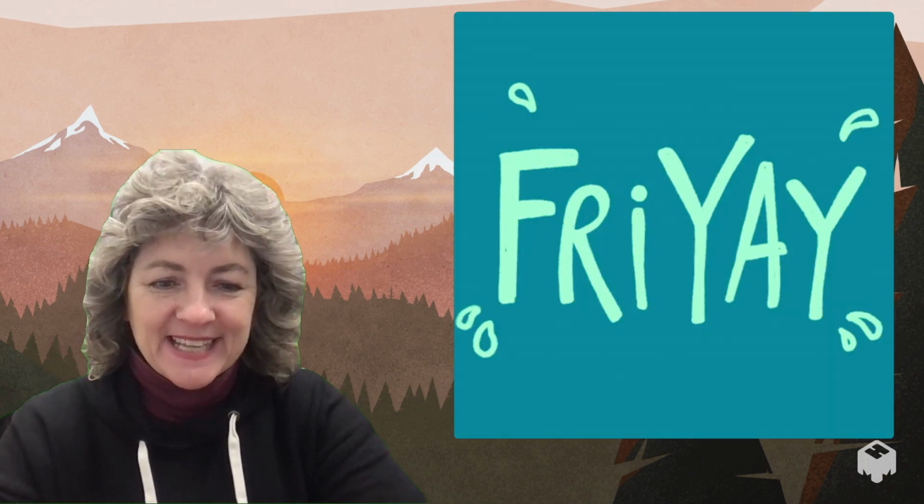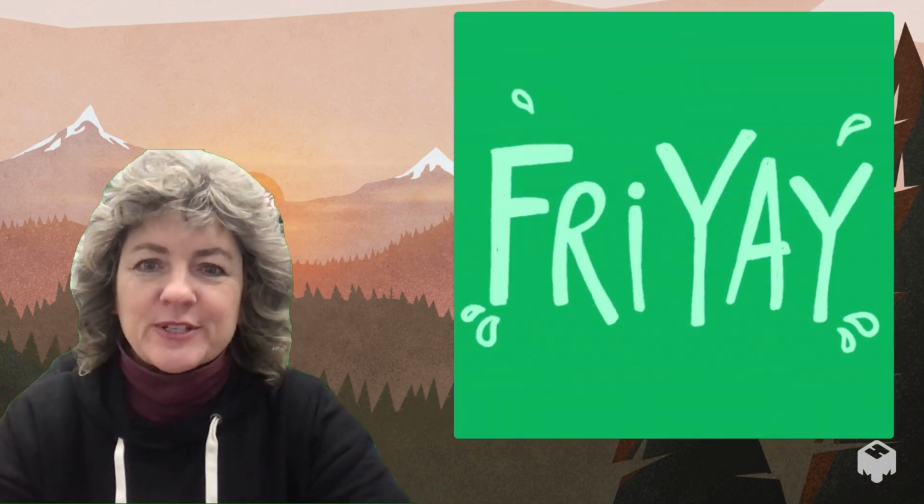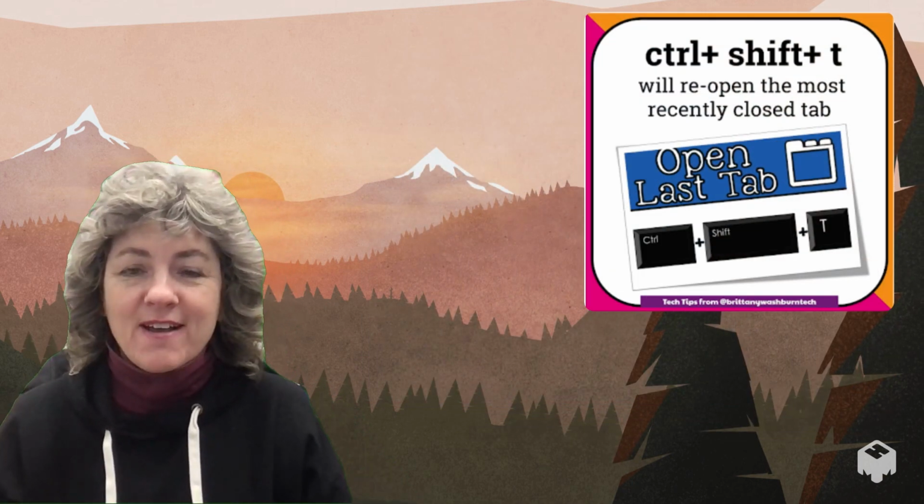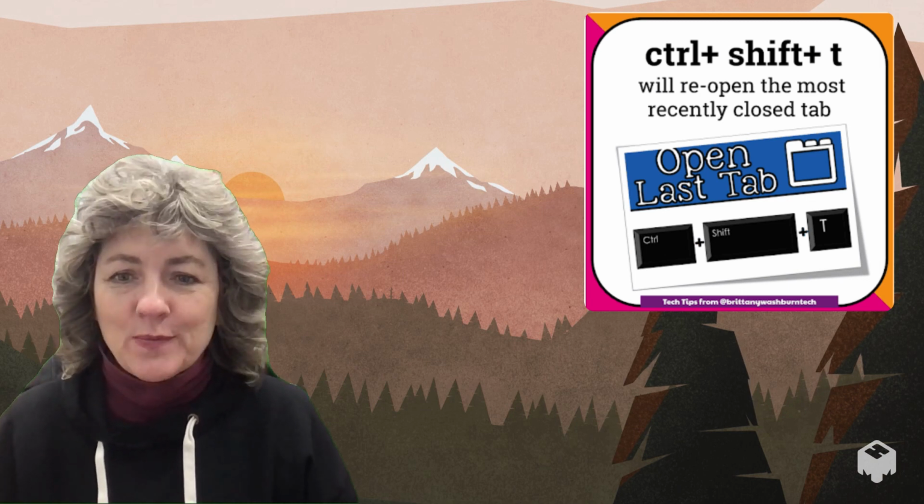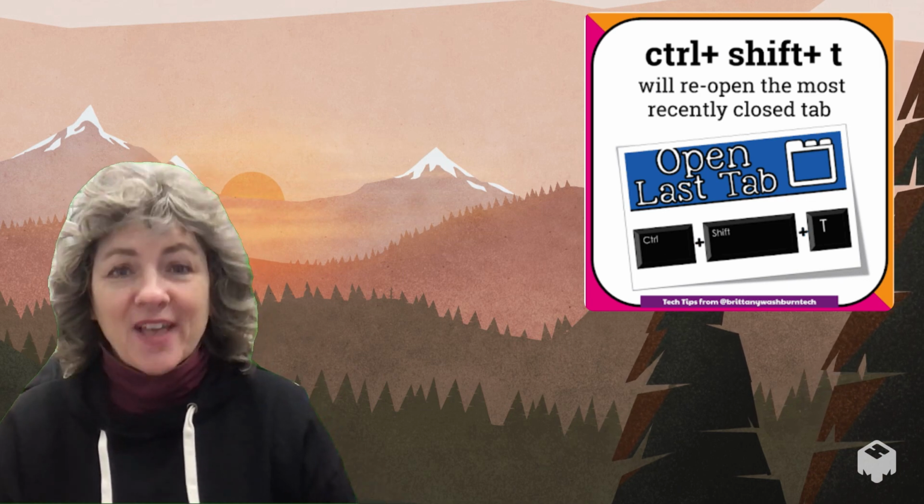All right, today we are going to go over some shortcuts that you can use on your keyboards to make life so much easier. I love these.